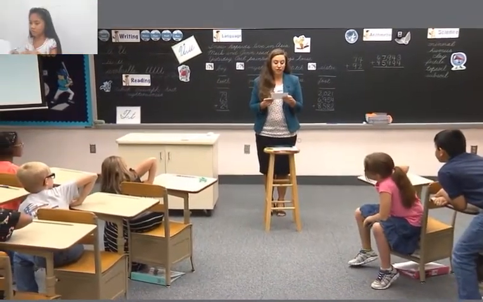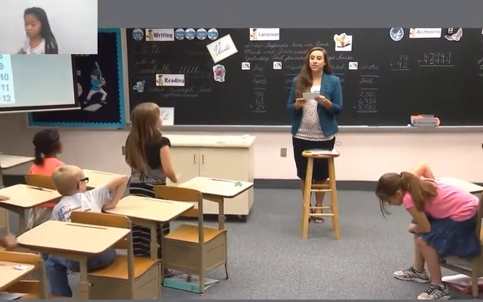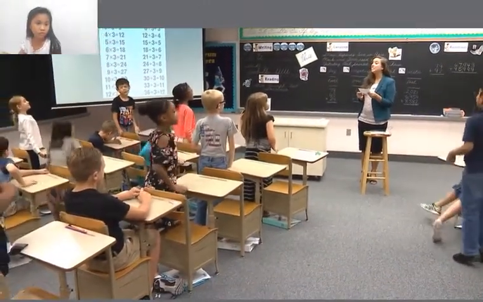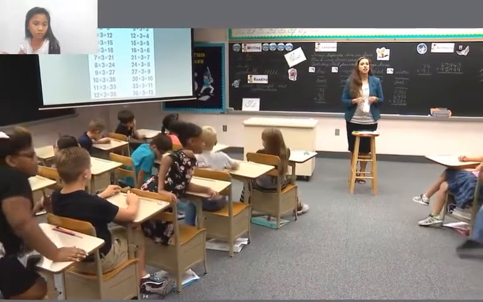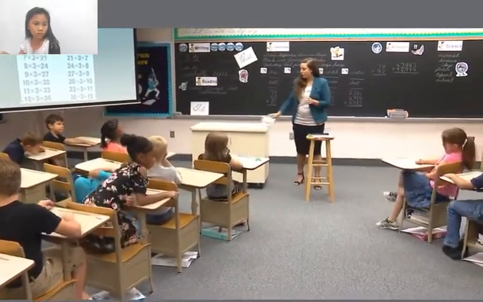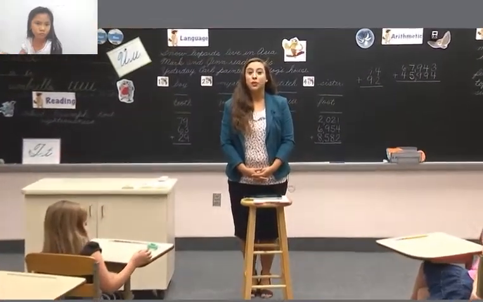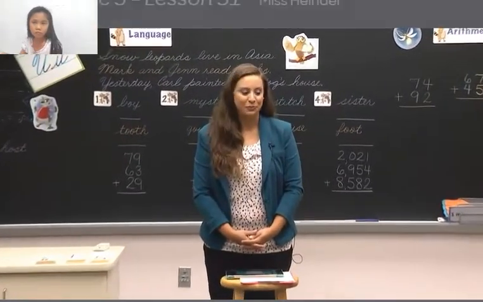3 times 4 divided by 2 equals. Morgan. Tyra. Arthur. Arthur. 6. 6 is correct. If you said 6, you were thinking very quickly. Well done. We're going to be on lesson 31. You'll have 3 minutes. Prepare for your speed drill.